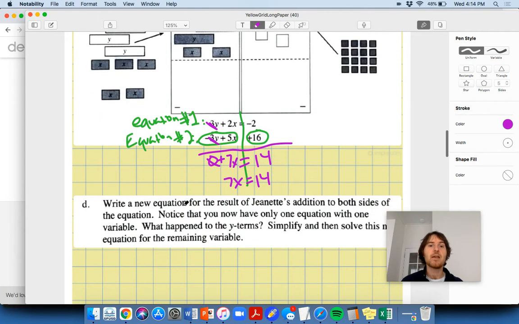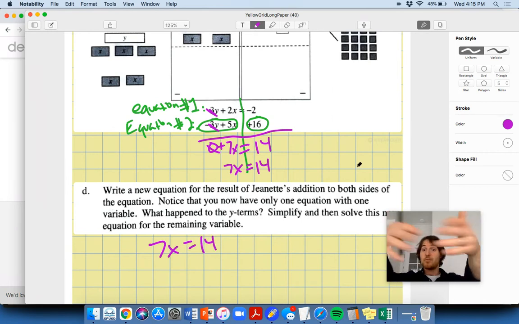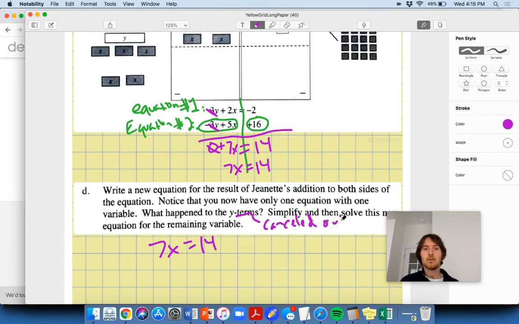Okay, it says write a new equation for the result of Jeanette's addition to both sides of the equation. I did that in part C, so I get 7x equal to 14. Notice how you only have one equation with one variable. Fantastic, and this one's easy to solve. What happens to the y terms? They canceled out. They got eliminated.